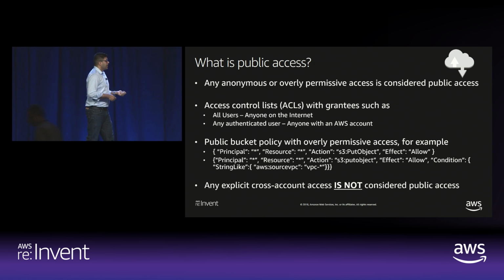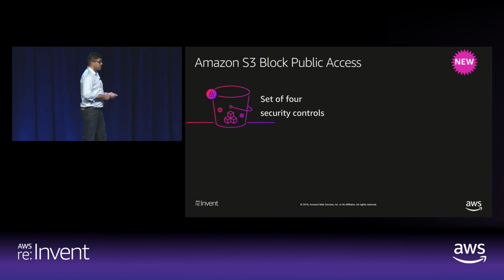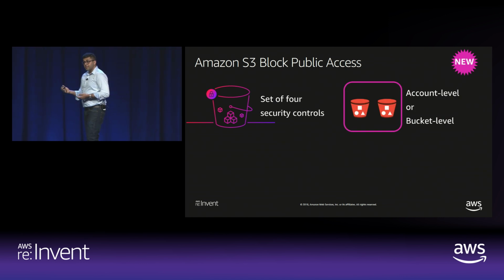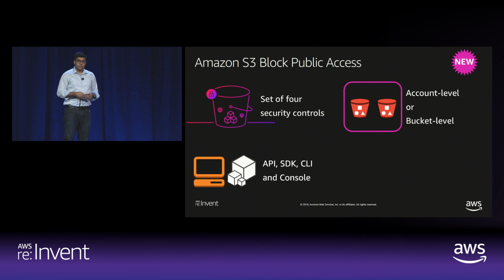So S3 Block Public Access is a set of security controls. It's a set of 4 security controls that you can apply to an account or a bucket that overrides the settings that might have granted public access to your bucket and your object. You can do that through the API, the CLI, the SDK, and the console.